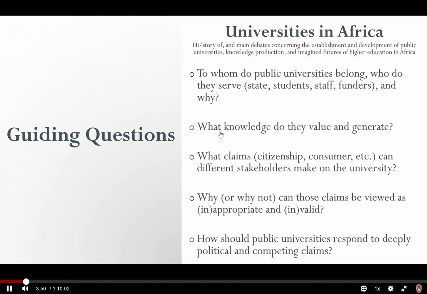which will focus on the history of, but also the main debates concerning the establishment and development of public universities on the African continent, but also focusing on the current state of these universities, and lastly, the imagined future of higher education on the continent. And to do that, we will be branching out to talk about what type of knowledge universities generate and what knowledge is valued. What claims can different stakeholders make on the university? Why or why not those claims can be viewed as inappropriate or appropriate or valid or invalid? And also how public universities should respond to deeply political and competing claims.